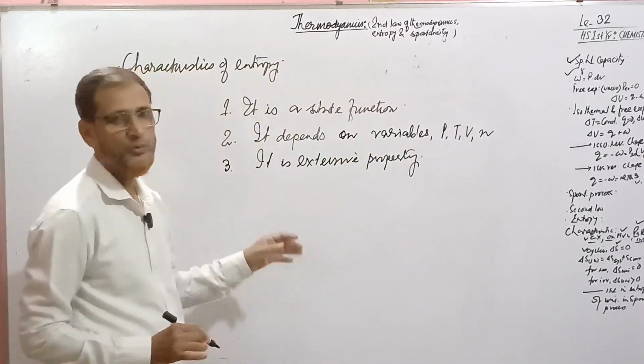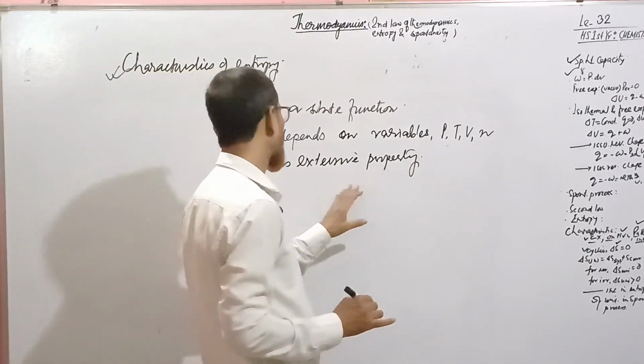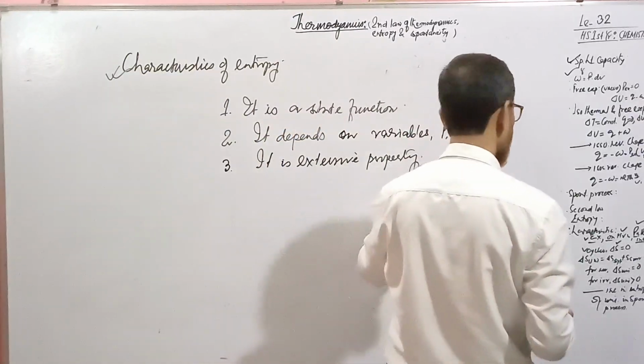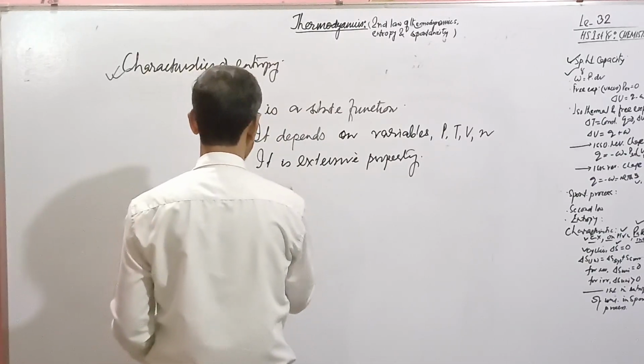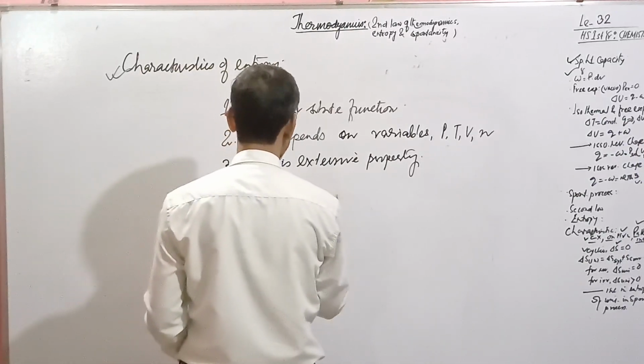Earlier in my class I told you what is an extensive and intensive property. It is an extensive property. It is a path independent quantity.